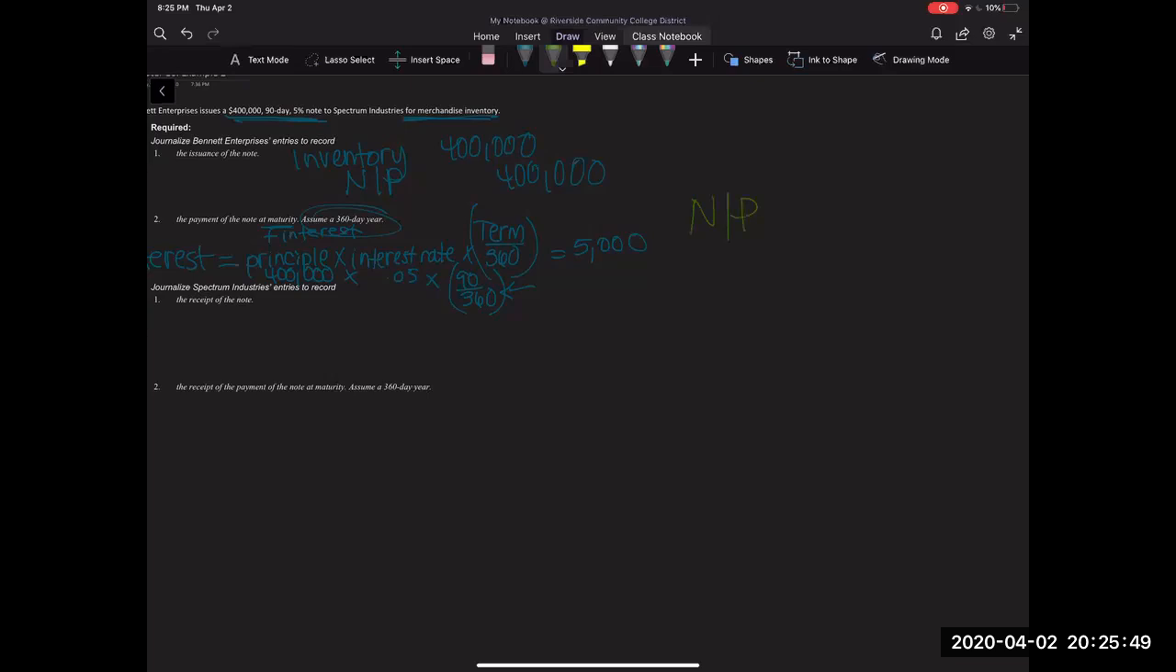the original amount that we borrowed, which is $400,000. We have to capture interest, so that's interest expense in the amount of $5,000. And then my credit comes out to be cash. And this is the amount that's due at the end, which is $405,000.